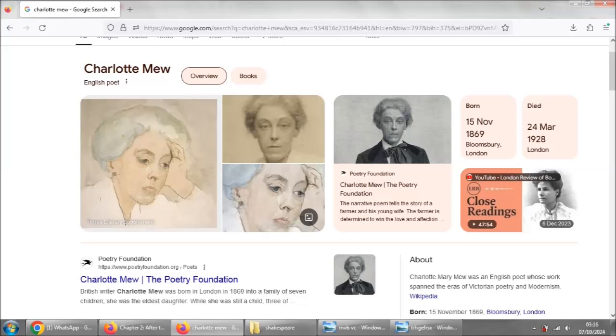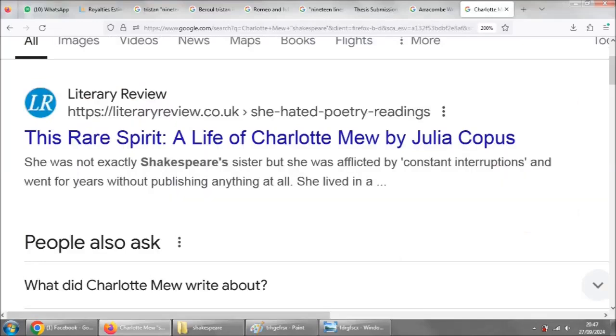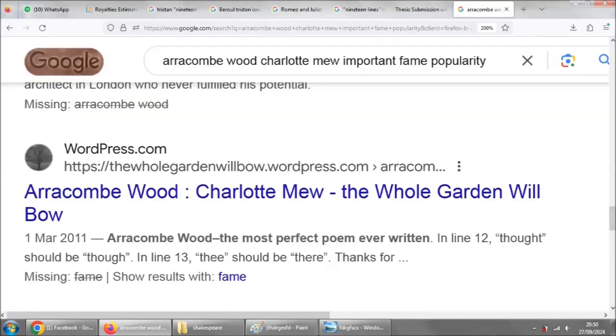So Charlotte Mew was from the 19th century, and she was supposed to be a great Victorian poet. They're telling us this history. She was an English poet whose work spanned the eras of Victorian poetry and modernism. That's what they tell us about this, and they've got photos and everything, and we believe that these stories are actually true. She's not exactly Shakespeare's sister, but often they mention her with Shakespeare.